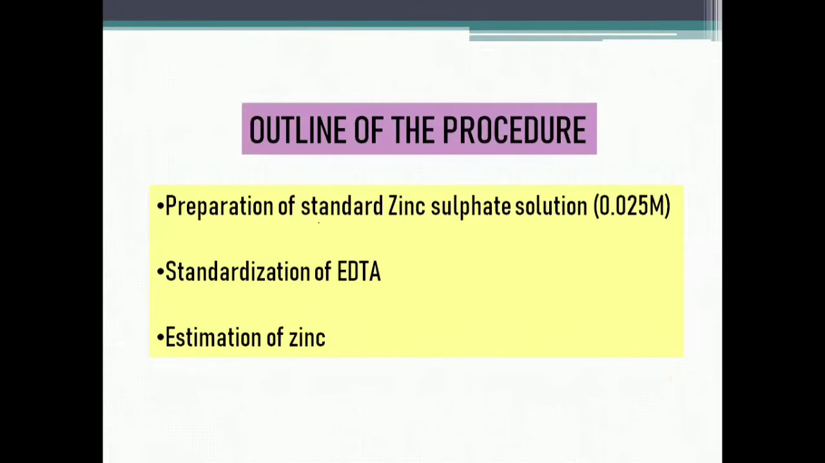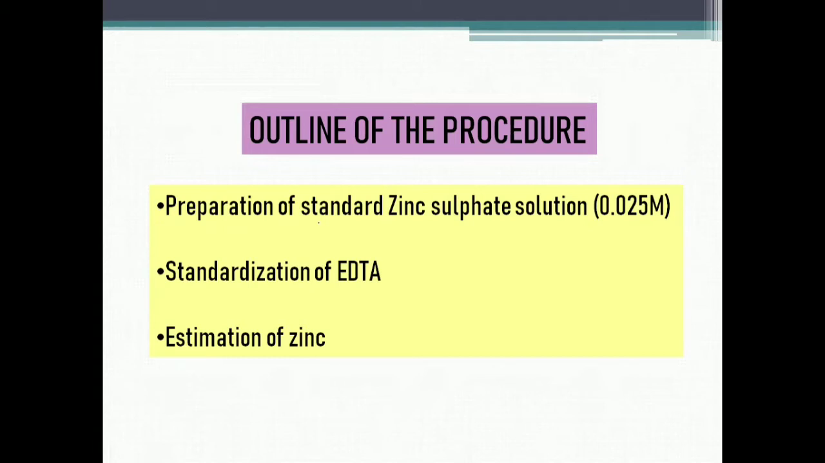This is the outline of the procedure of this experiment. The entire experiment is divided into three steps. The first is preparation of the standard zinc sulfate solution. That is, we are going to prepare exactly 0.025 molar solution of zinc sulfate. Using the standard solution of zinc sulfate, we are going to standardize the EDTA solution.